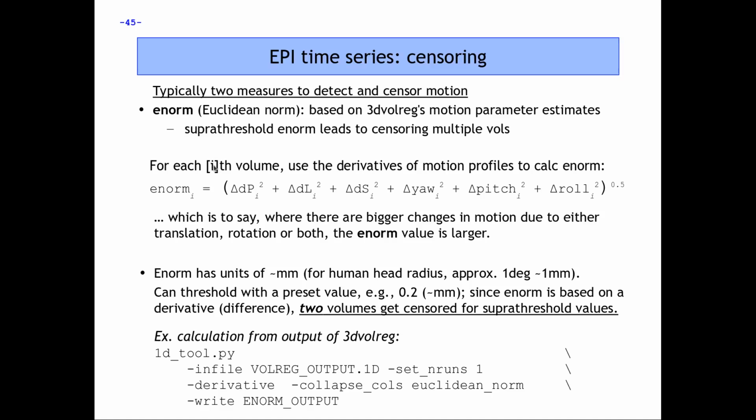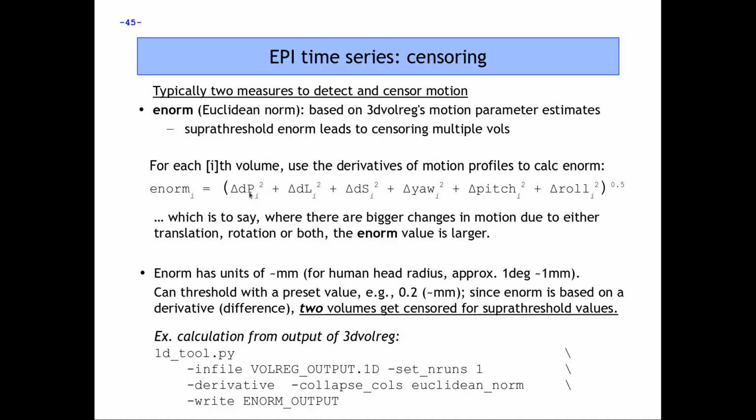So what we do is for each ith volume, so again across time, we're going to use the first difference of motion profiles to calculate enorm. So what does that mean? It means that to calculate the enorm at a given time i, I'm going to use the change in translation along this axis, and this axis. I'm going to take the sum of squares of these first differences and then take the square root of it. So Euclidean norms, this is how they work. It's the same way we calculate distance, where you take the square root of the sum of squares. In this case, it's the difference of motion.